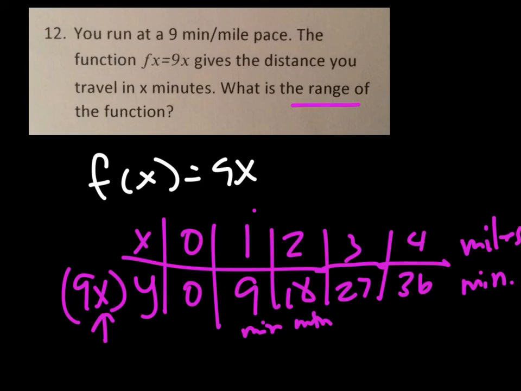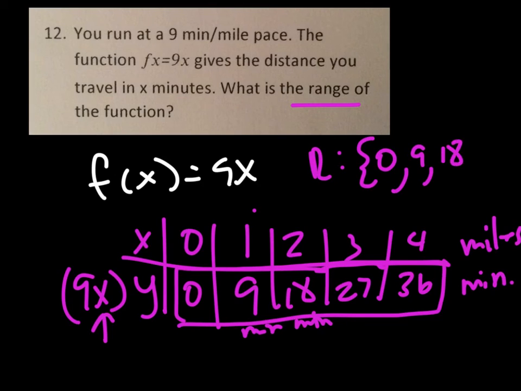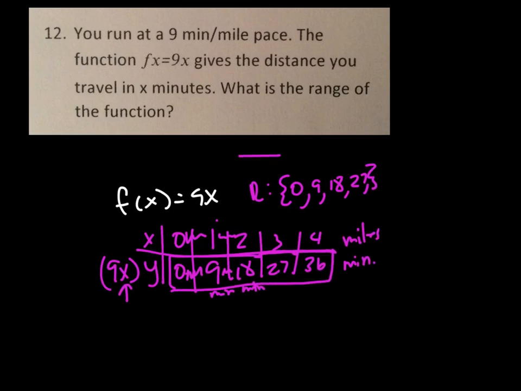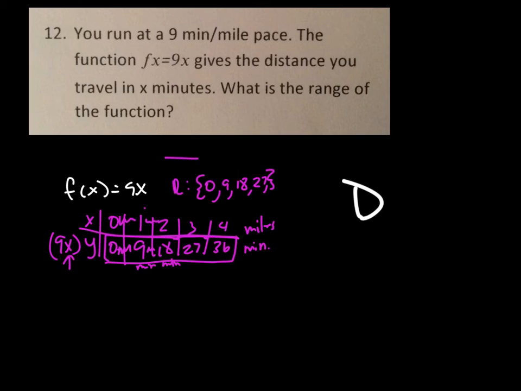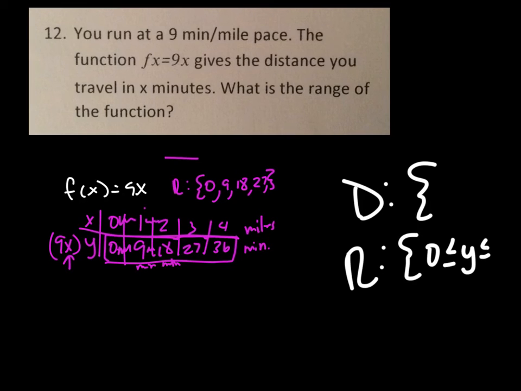Okay? And so basically when I look at the range, here's my range right here. So my range in this case, 0, 9, 18, 27, 36. All right. But I can also run, since I'm running in minutes in between here, because I can run 1.5 minutes, I can also cover all the distance in between. So really, technically, what I could do is this. Let me get rid of this right here. I'll minimize this for a second. All right. And now for my range, it is 0 ≤ y ≤ 36. And that could be my range.